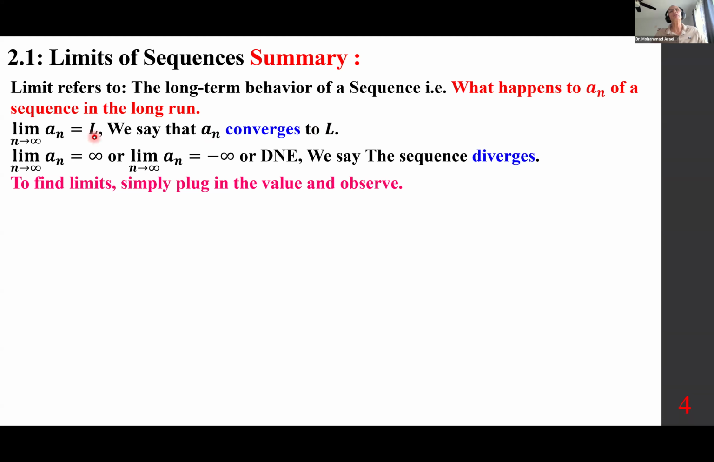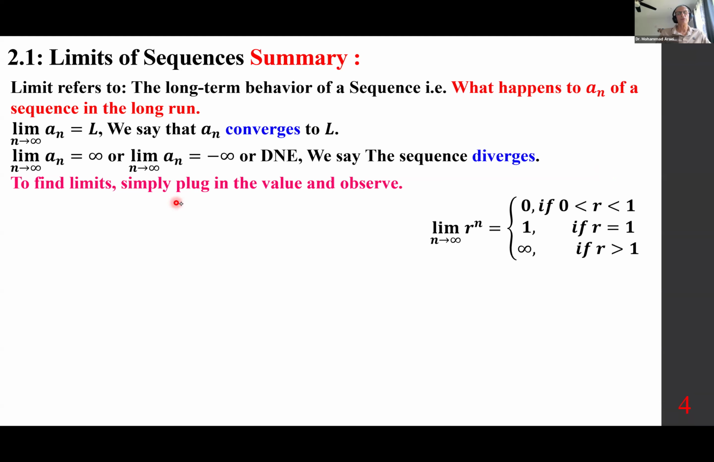In other words, if you can come up with any number, positive, negative, small, or large, makes no difference, then the sequence converges. If the limit of a sub n as n approaches infinity is infinity, or negative infinity, or does not exist, we say the sequence diverges. To find limits, simply plug in the value and observe. We will look at examples and see how that works.